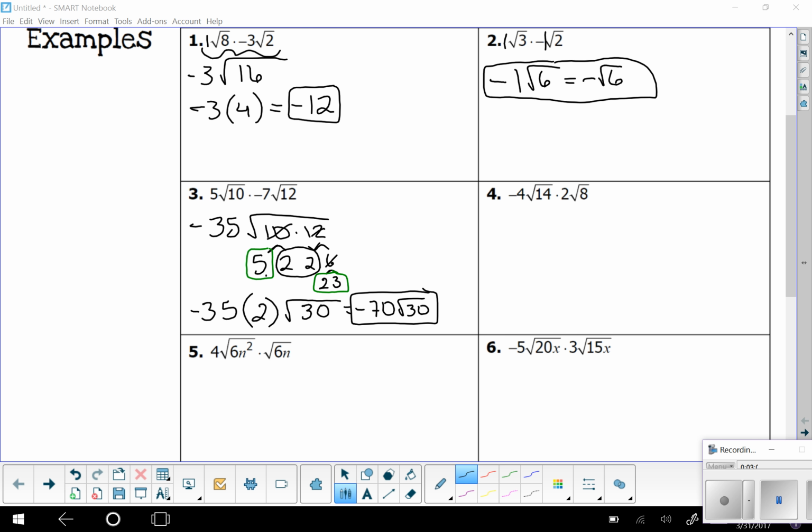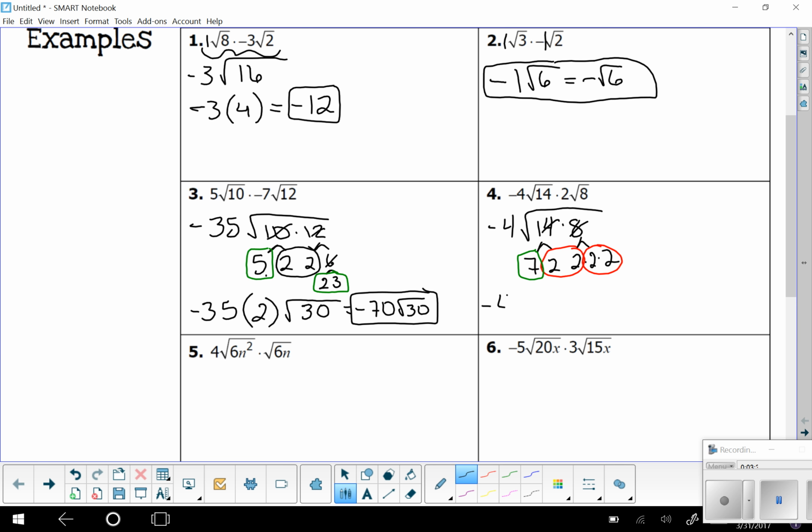So for number 4, multiply your numbers on the outside. So we get -4. Take the two numbers on the inside. So 4 times 8. 14 is 7 times 2. Your 8 is 2 times 2 times 2. So we broke those down. Here's your pair here. There's your pair there. This one is a singleton.